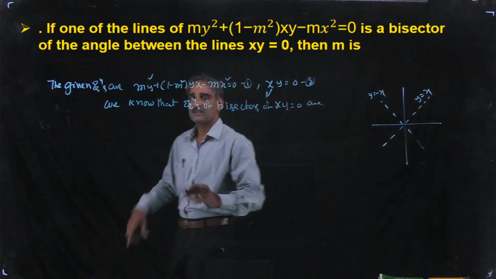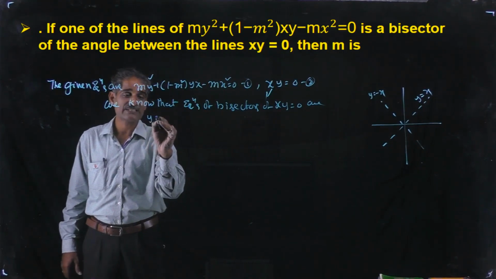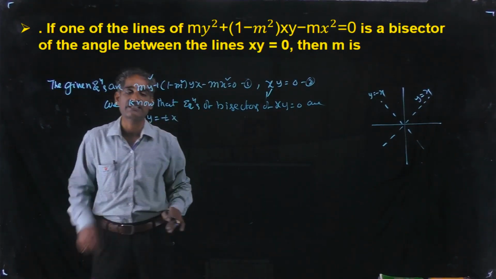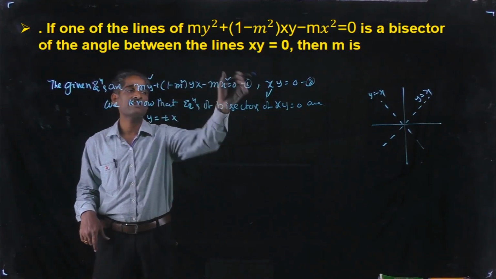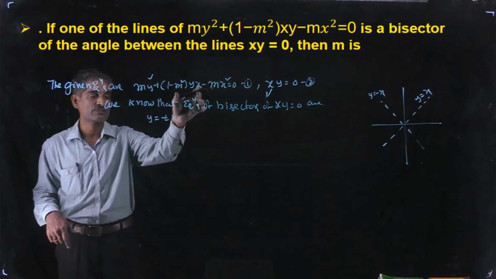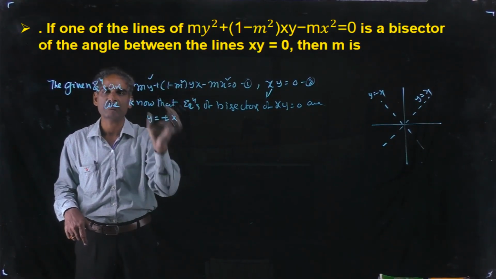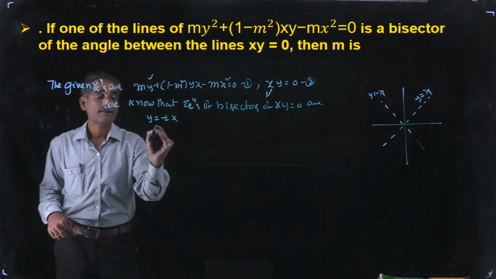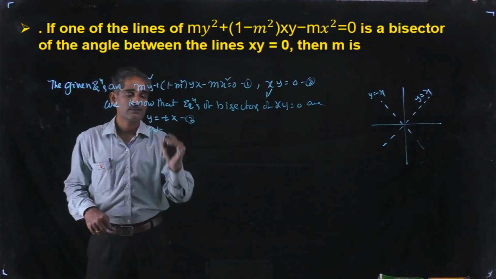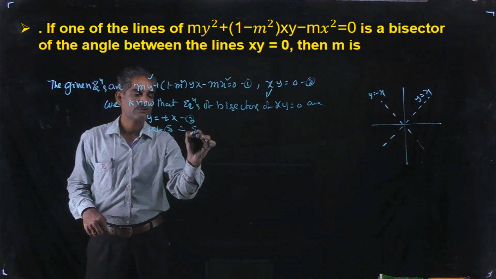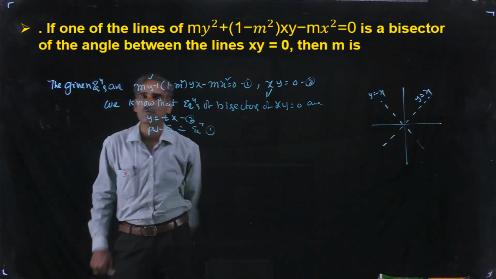So for that, simply the equations of the bisectors of xy equal to 0 are y is equal to plus or minus x. It contains two lines, y equal to x and y equal to minus x. Put y equal to plus or minus x in the above equation, because it contains either one of these two, so this must satisfy this equation. Substitute y equal to plus or minus x in equation 1.